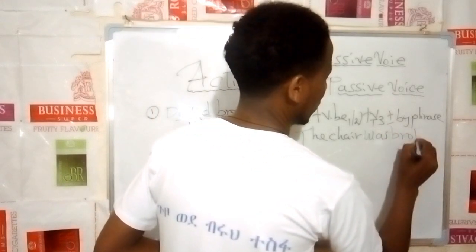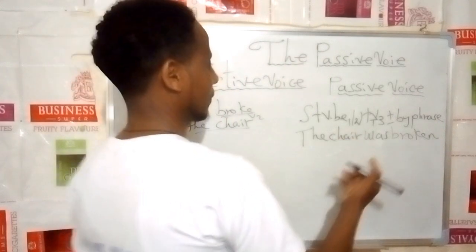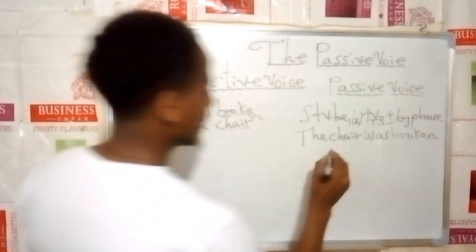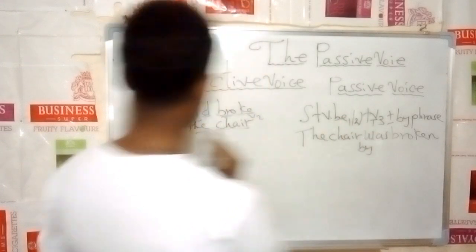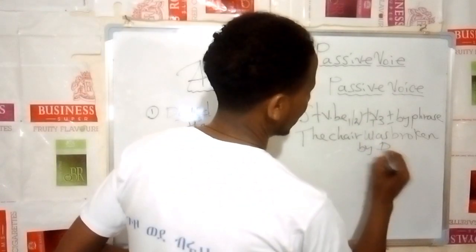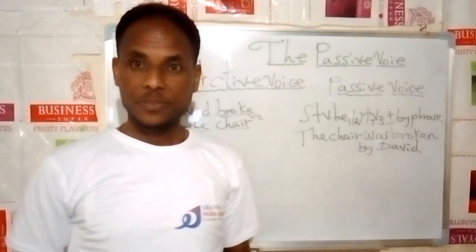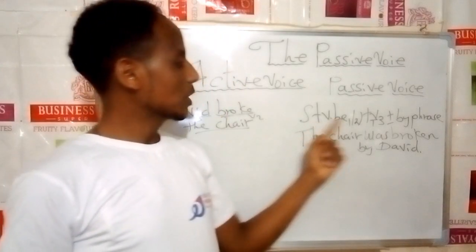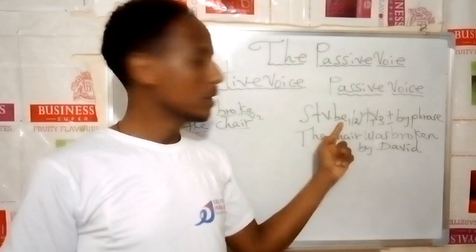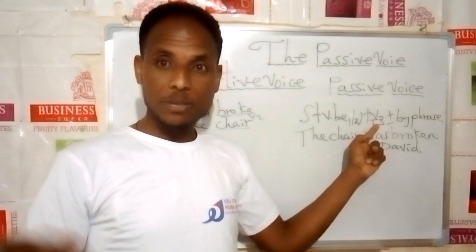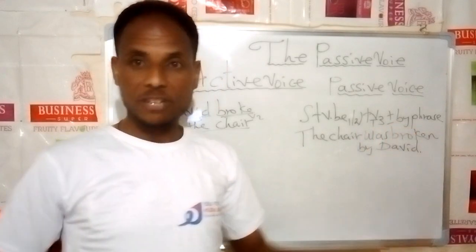Broke, broken. By David. The chair was broken by David. Okay. Have in mind, subject plus verb of be in the infinitive or past simple form of the verb to be, plus the past participle form of the transitive verb, plus or minus by phrase.